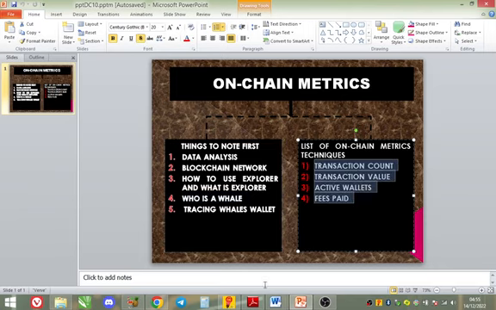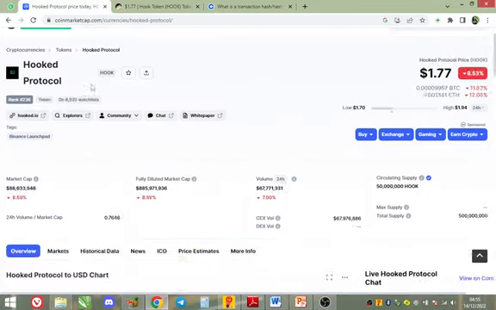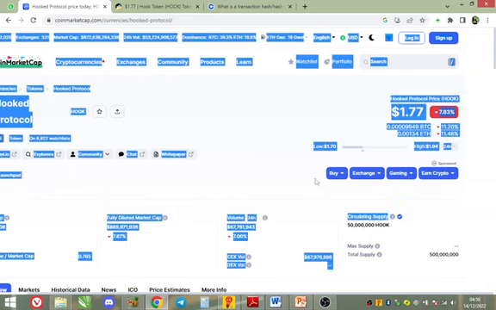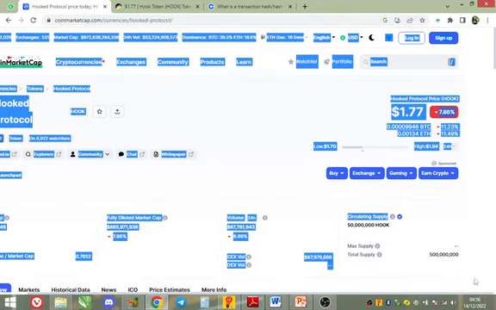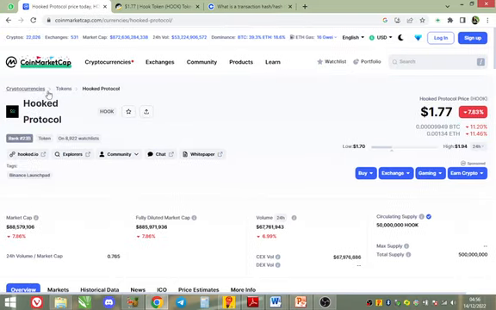From our previous discussion, we talked about financial metrics, where I taught you how to use CoinMarketCap, and I think I made explanation on everything that you can see on CoinMarketCap. If you don't recall it, I would recommend you go back and make a preview of it.